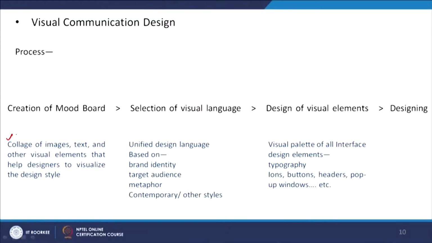Now the mood board is a collage of different images, text and other visual elements that help designers visualize the design style. It is much more broad. There can be two different styles of image together. There can be different kinds of text, sans serif, serif, or a different variety of text, and other visual elements, pictures, realistic photographs, animated elements like infographics, everything which can capture the mood of this web application or website.